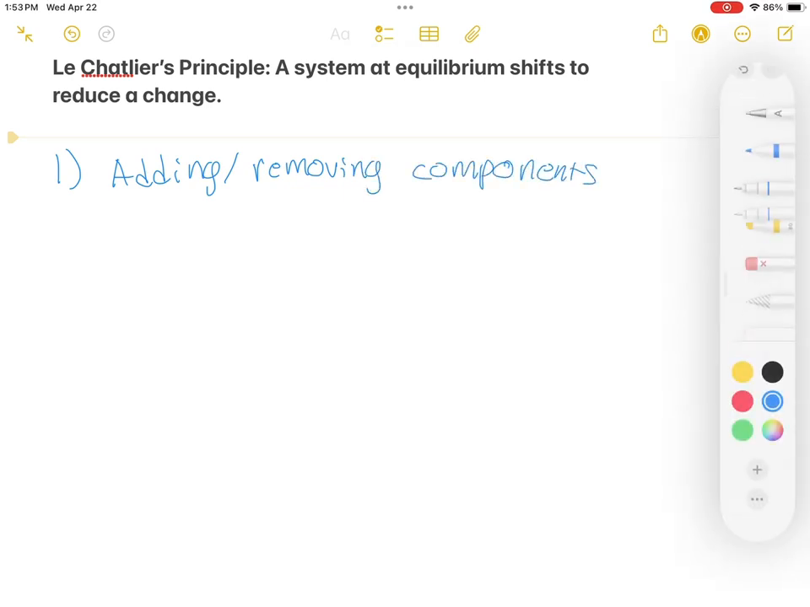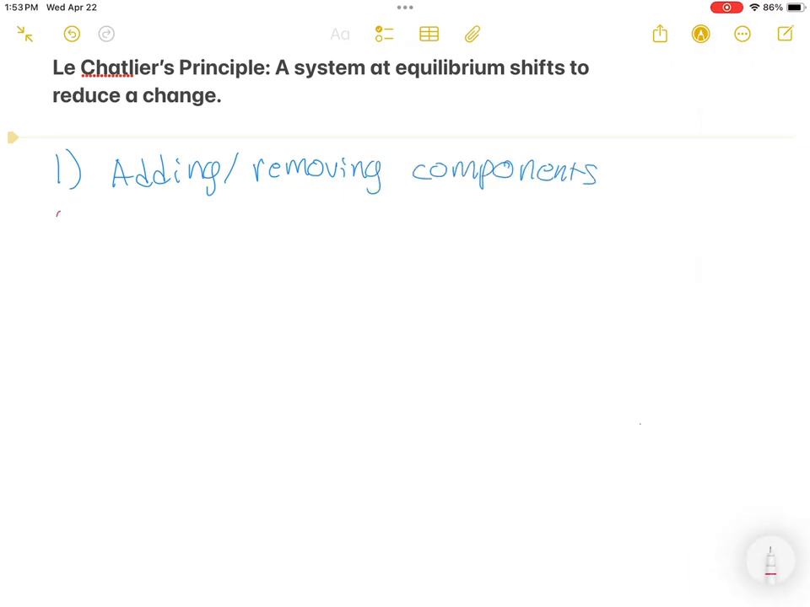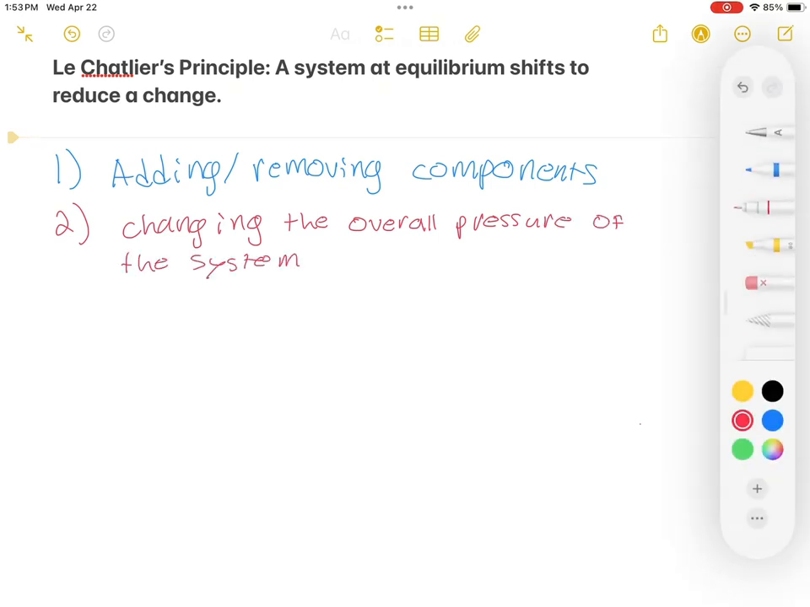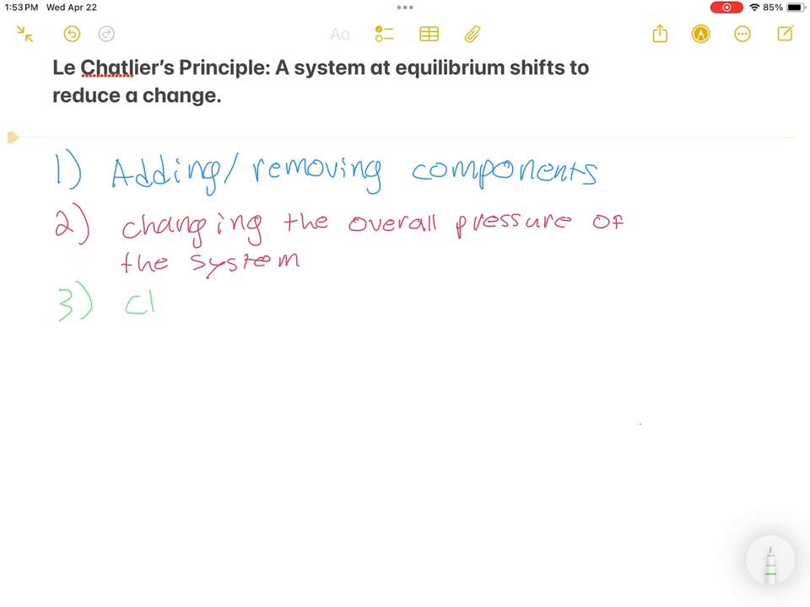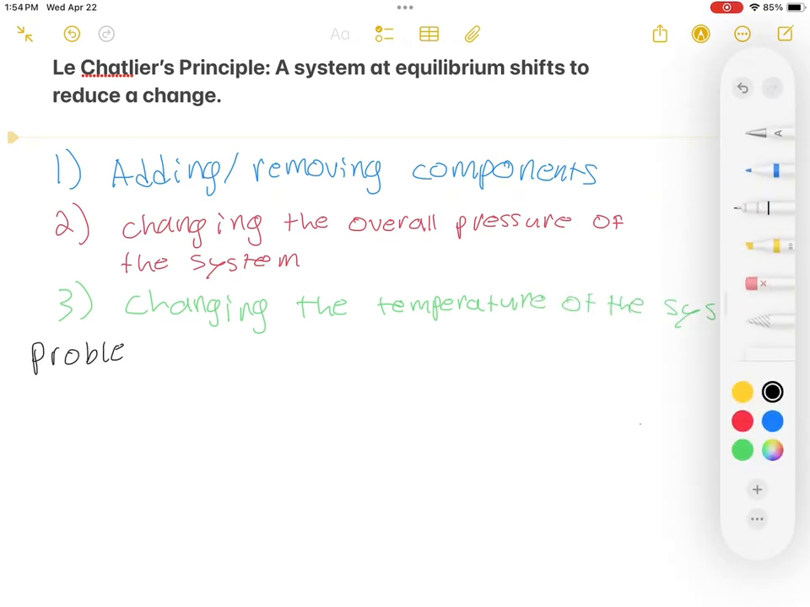The first one is adding and removing components. Second, changing the overall pressure of the system. And third, changing the temperature of the system. So we're going to be going over 2 problems that will address all 3 of these things. So problem 1, we can go through together.